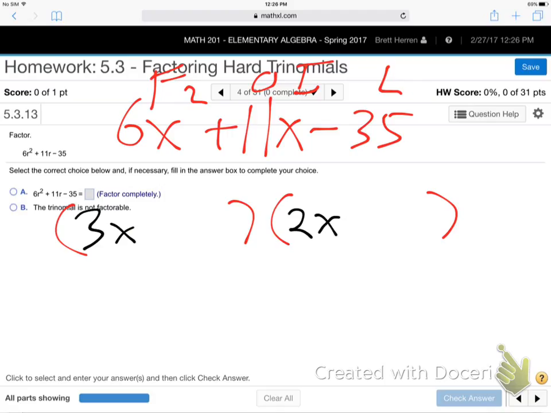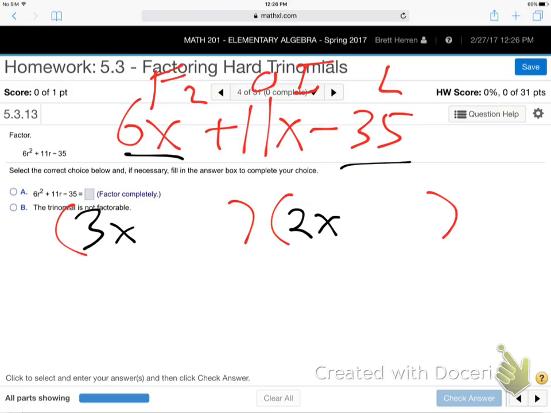Everybody good with that? See how I came up with 3x and 2x? Yeah, we make 6x squared. You can switch the order. The order on the first two doesn't matter. Order on the back two does. Right? Everybody good to there? Those multiply to be 6x squared, don't they? Front times front makes front. Now jump to the last.